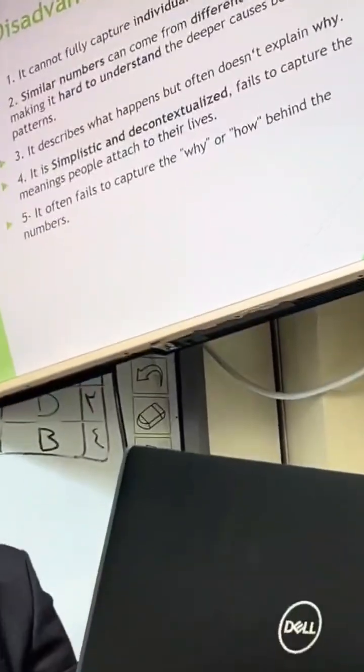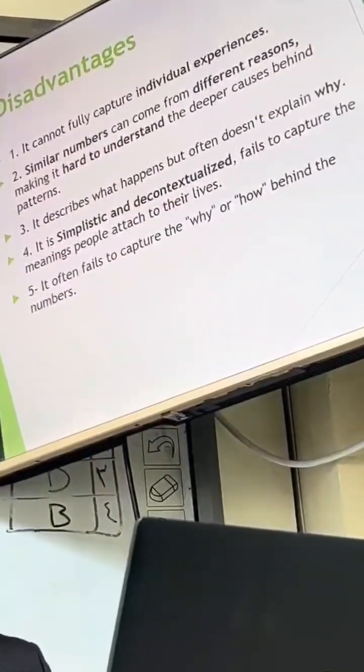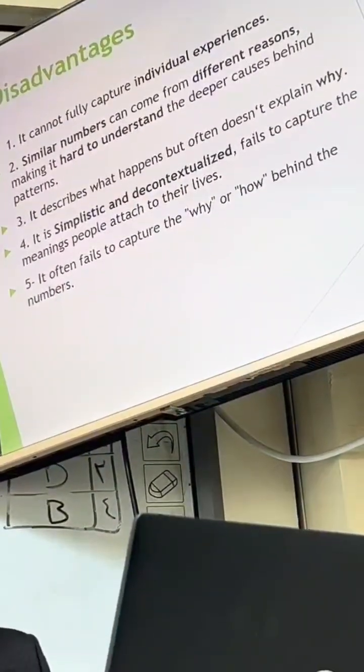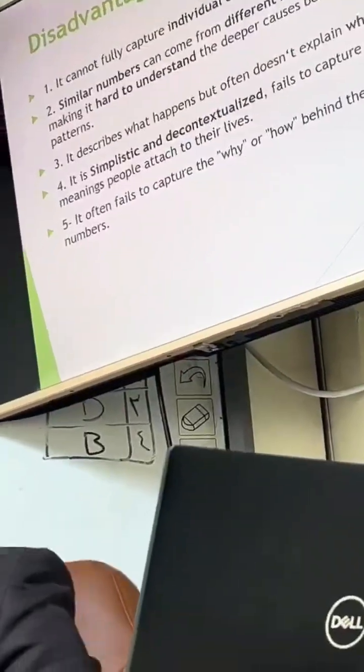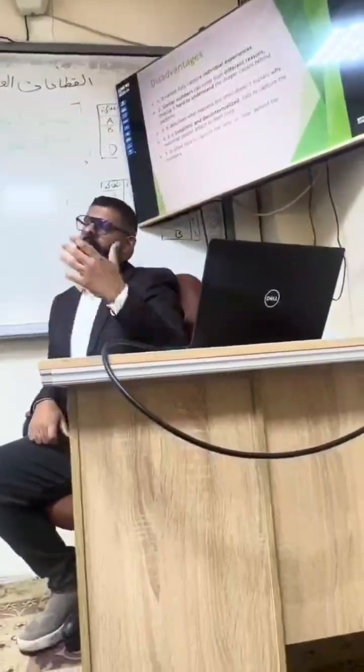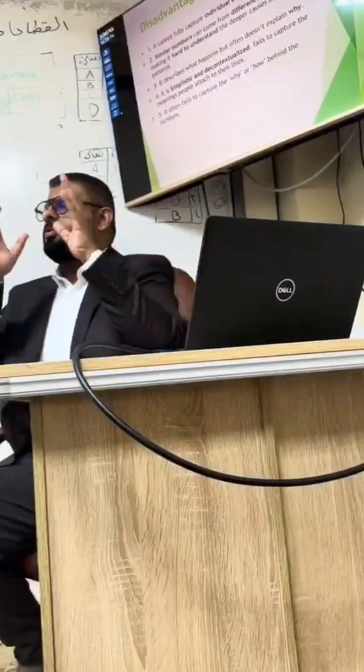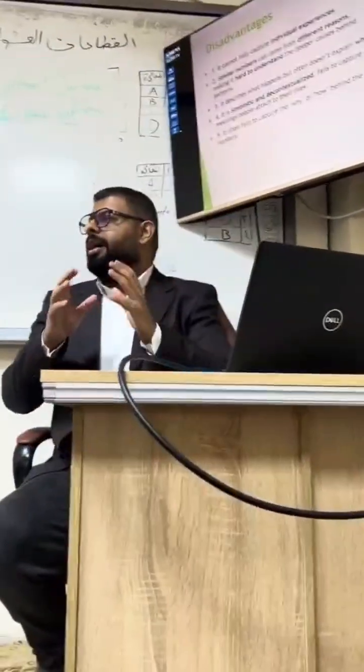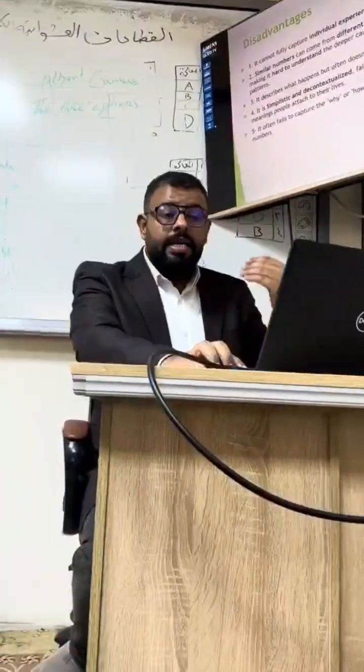So let's move to the other area, which is the disadvantages. So the negative side of this method is that it cannot fully capture individual experience. As we know, our real life depends not only on numbers, but on our personal experience, for example. So numbers cannot solve these problems. The second one is that when we test variables, sometimes we have the same number, the same result.